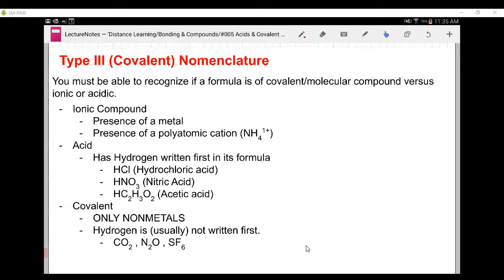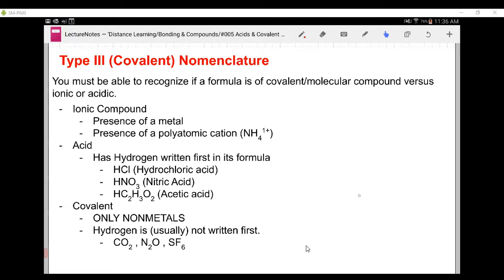One big exception that always gets brought up is, what about water, H2O? That has hydrogen first. True. And acids are defined as being able to produce more hydrogen ions than water because water does itself dissociate. But typically we call water by its common name of water itself and not by an acid name or a covalent name of dihydrogen monoxide. We just don't do that. But if you see hydrogen first, you're going to apply the acidic compound rules to it.